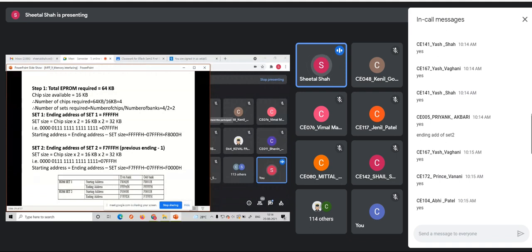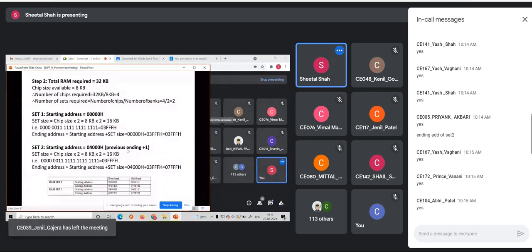Okay. Now, one less than this would be F7FFF. This would be the odd bank because this is the odd address. One less than this would be the even address, F7FFE. And when we make it 0, we have found that this is the starting address of the second set of the EEPROM, F0000, and the starting address of the second set of the odd bank would be F0001. Hope this is clear, everyone. So this is just the memory map of the ROM, the addresses supported by the ROM IC, in set 1 as well as set 2.